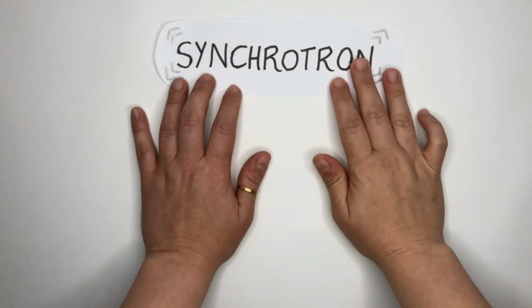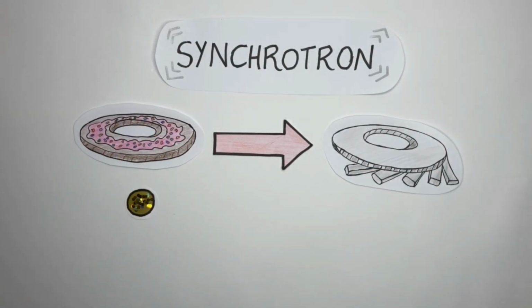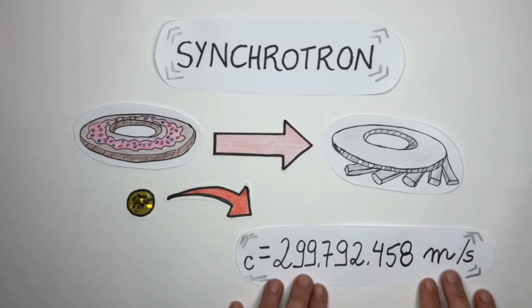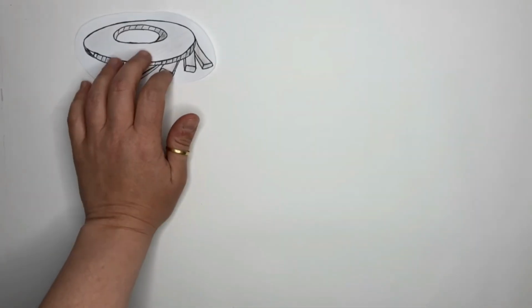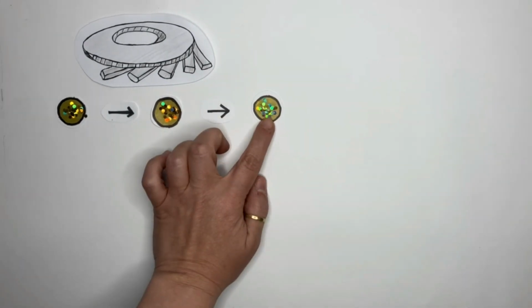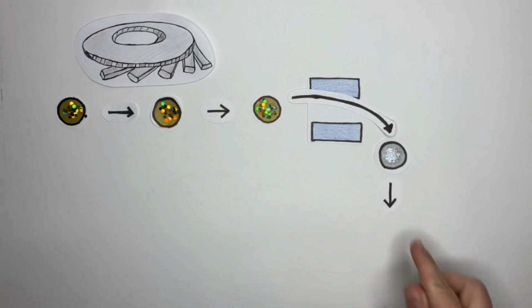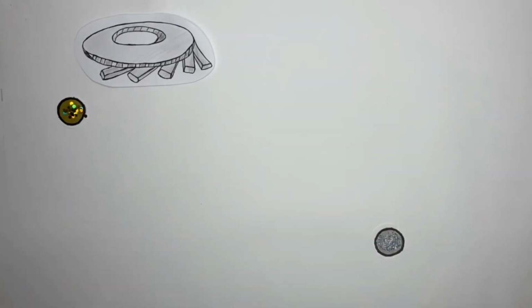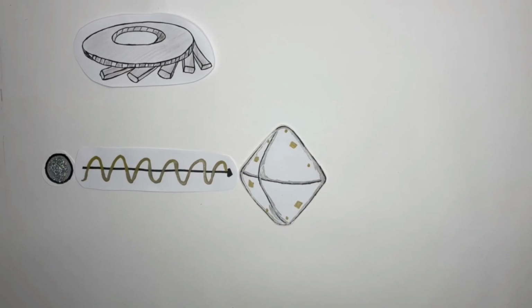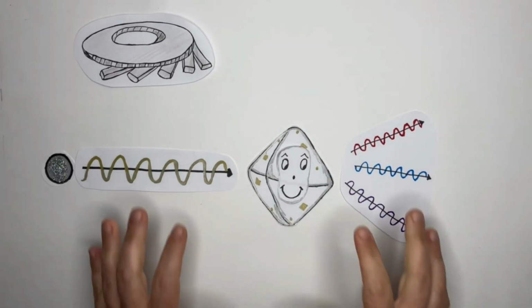Synchrotrons are huge donut-shaped particle accelerators that accelerate electrons to very high speeds, close to the speed of light. Using special magnets, these electrons are forced to change their trajectory, and as a consequence, they emit a brilliant and powerful light called synchrotron light. Synchrotron light is an electromagnetic radiation that can be transmitted through materials, enabling us to observe what's inside diamonds without the necessity of breaking them.